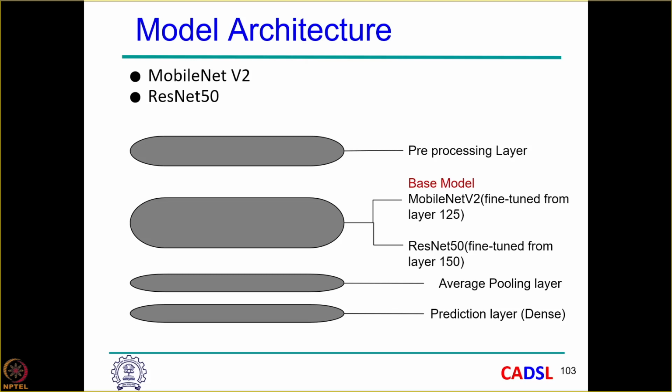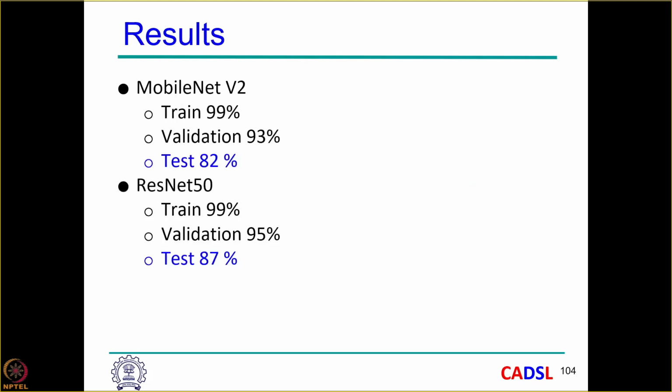First we do pre-processing, and then we use the base models MobileNet V2 and ResNet, applied on these two. MobileNet is very lightweight, whereas ResNet is quite an elaborate model, and it has average as the pooling layer, and then a dense, fully connected layer as the prediction layer. And we could get an accuracy of up to 87% with ResNet 50 and 82% with MobileNet, by simply using the look and feel of the website.